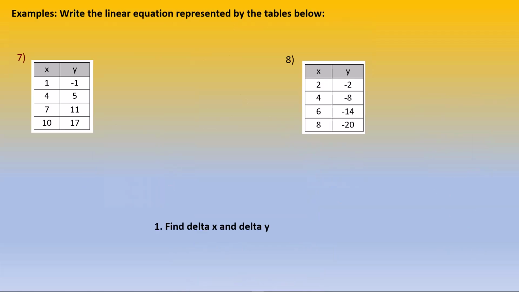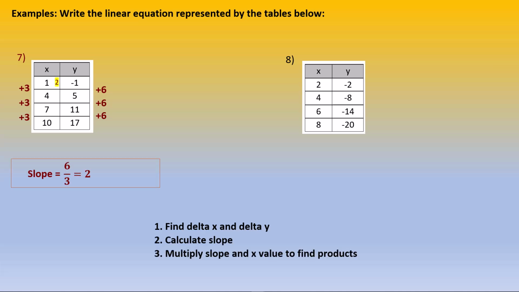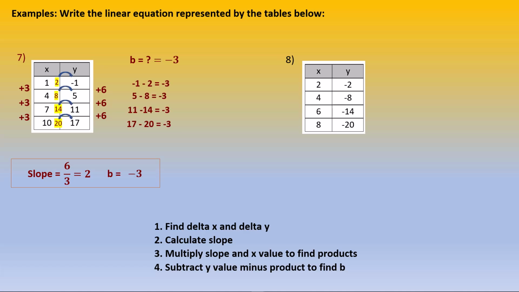First, we find the changes in x and y, delta x and delta y, which are 3 and 6, for a slope of 2. We multiply each x value by the slope. 2 times 1 is 2, 2 times 4 is 8, then 14, then 20, and then subtract each product from y to get the b value, which is negative 3. Now we have the equation y equals 2x minus 3.